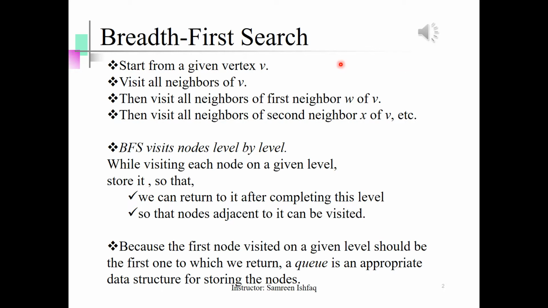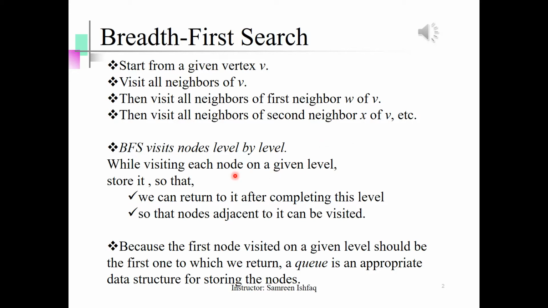Breadth first search is similar to level order traversal because in BFS we visit nodes level by level. We will start from a given vertex V and we will visit all the neighbors of V. After visiting all the neighbors of vertex V, we will choose its first neighbor and start visiting its neighbors. And this process will continue.